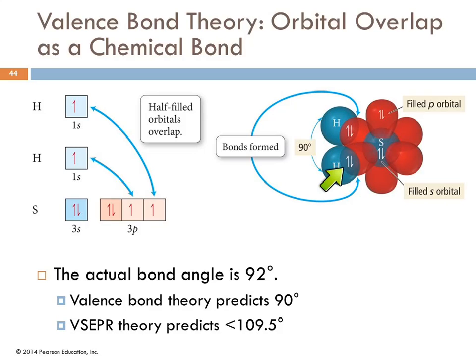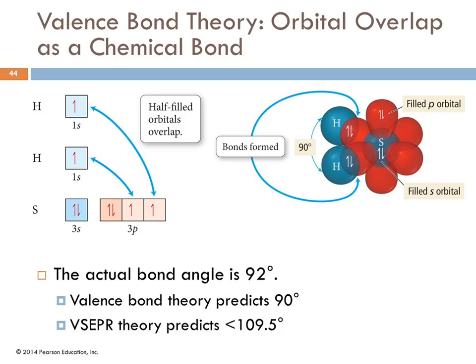What is the predicted bond angle here? 90 degrees, because those p orbitals are aligned perpendicular to each other, and the angles are 90 degrees. But it doesn't actually have a 90 degree angle. The actual angle is 92.